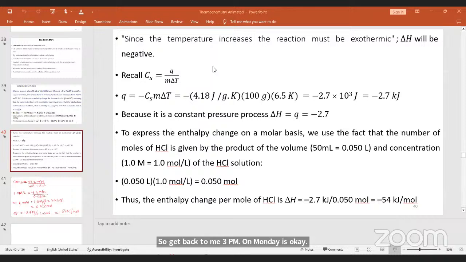The degree Celsius in the last question, was it converted to Kelvin? No. Is the specific heat negative because it's an endothermic reaction? Yes.